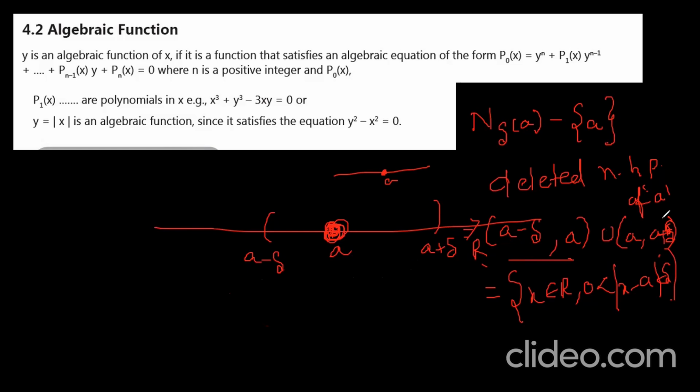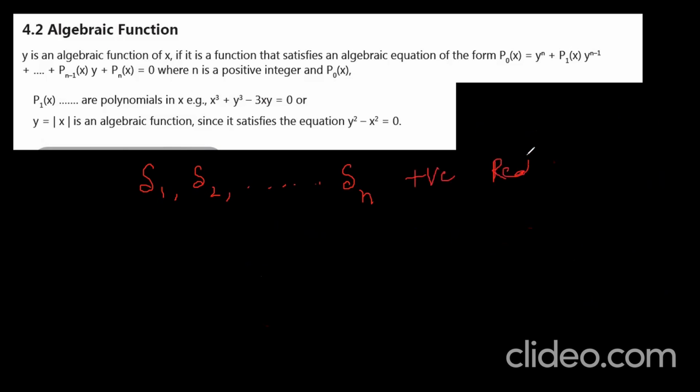Very good. Next, one important concept: suppose I am taking delta 1, delta 2, and so on, up to delta n, positive real numbers. What are these?